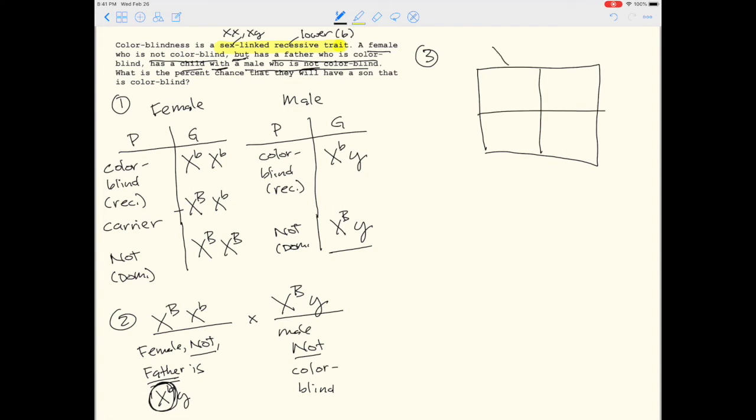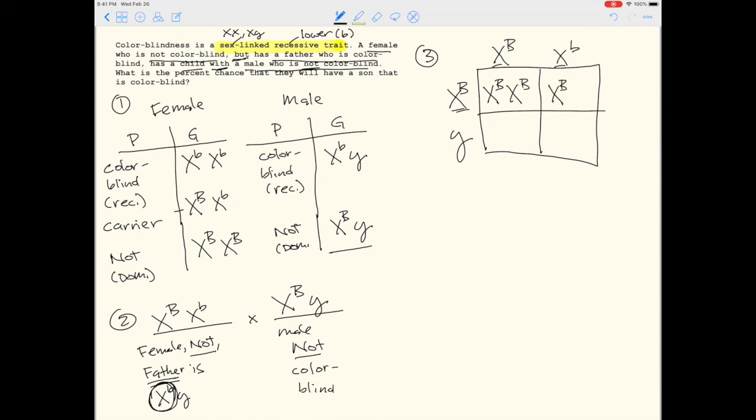I'm going to go ahead and put my female on the very top, X capital B, X lowercase b. And I'm going to put my male on the side, X capital B and Y. And I'm just going to go ahead and fill out my Punnett square. This letter is going to come down, X capital B. This is going to come over, X capital B. This letter is going to come down. This letter is going to come over, and I'm going to organize it so that the capital B is first.